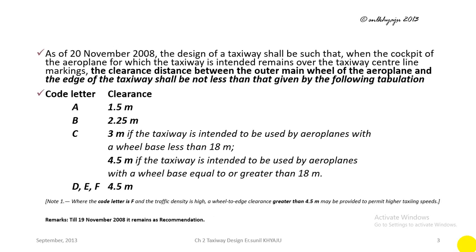The clearance distance between the outer main wheel of the aeroplane and the edge of the taxiway should not be less than that given by the following tabulation. For the aerodrome classification code letters A, B, C, D, E, F, the clearance between the outer main gear wheel of an aeroplane and the edge of the taxiway should not be less than 1.5 meters for code letter A, 2.25 meters for B, and similarly for D, E, F, 4.5 meters.